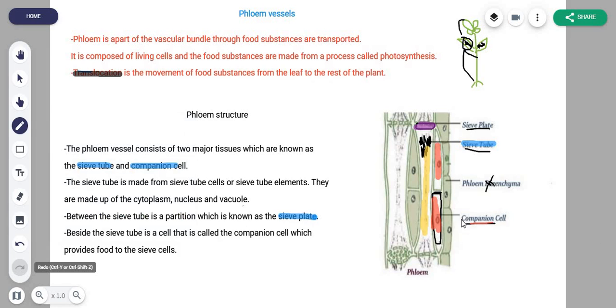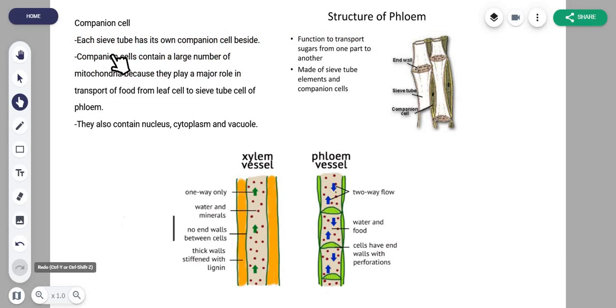So this companion cell here supports or helps the sieve tube by giving it food, by supporting it, as you can tell from the name. That is the only bit of information that you need to remember, as it is not that complicated or extra. Okay, continuing. Now let's study the companion cell in more detail.